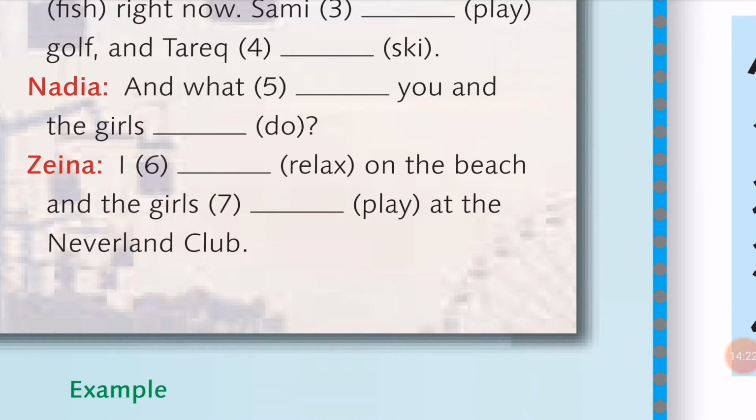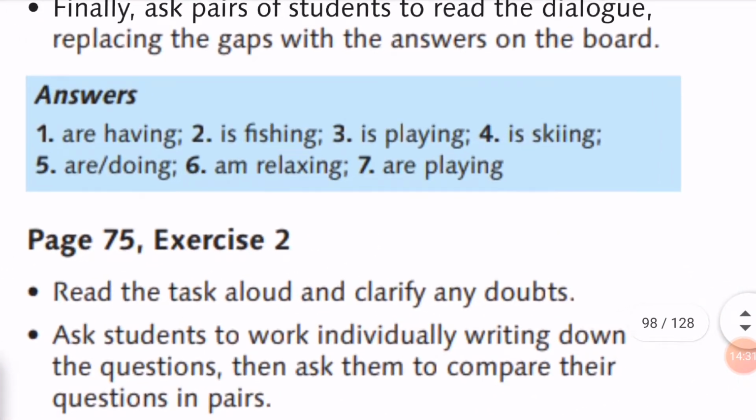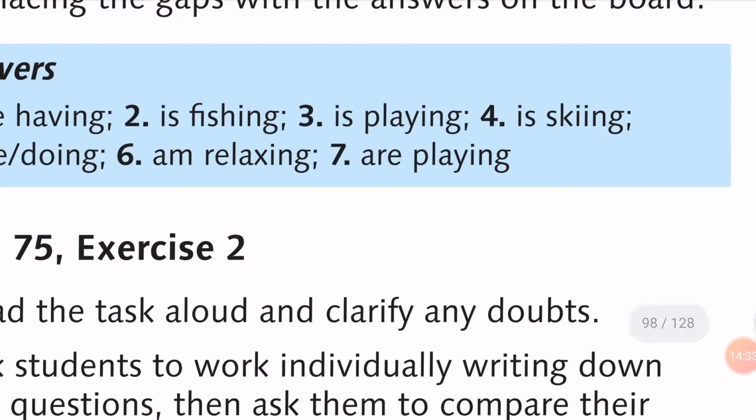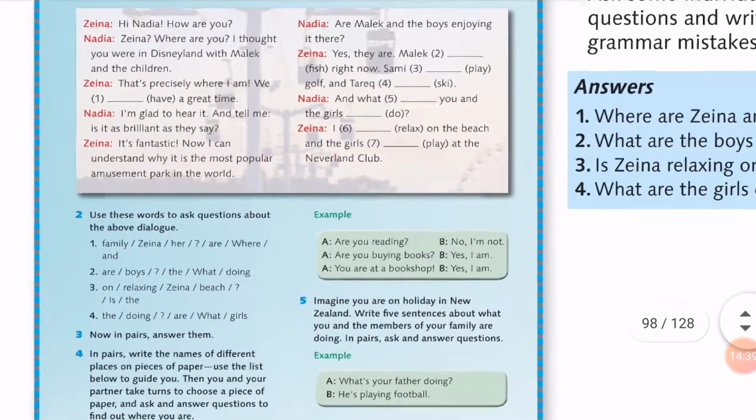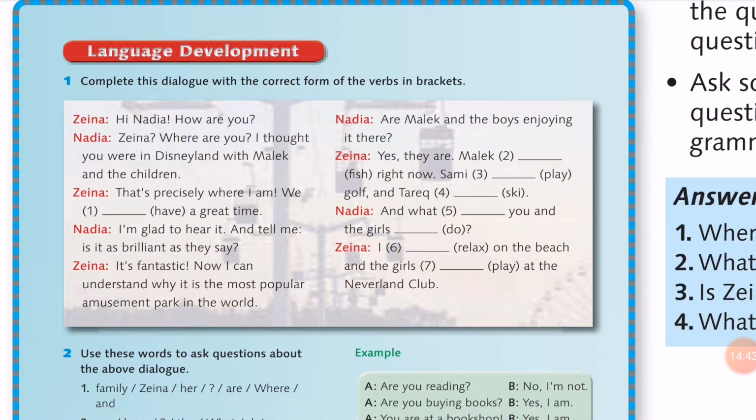Neverland Club, it's a name of the club. Okay, so the correct answer for number 6 and number 7: I'm relaxing, and number 7: are playing. Okay, so this is all about the question number 1 to develop your language.